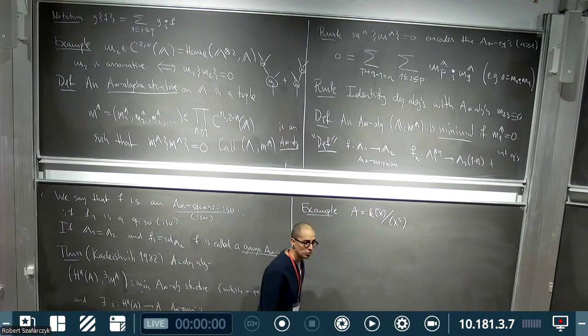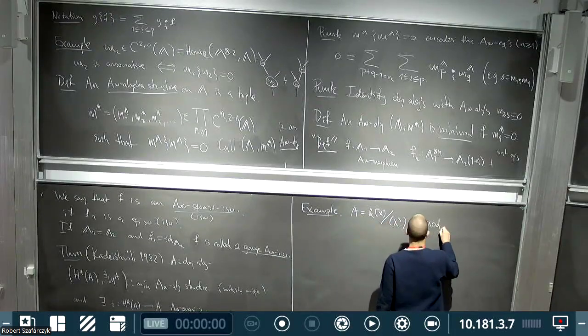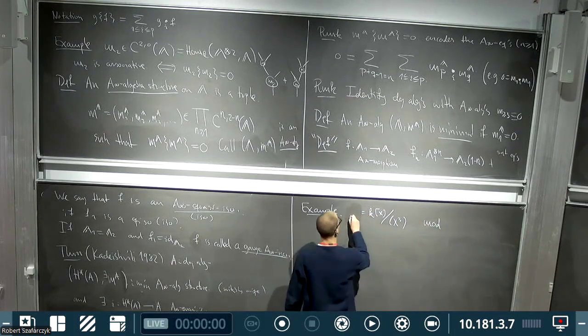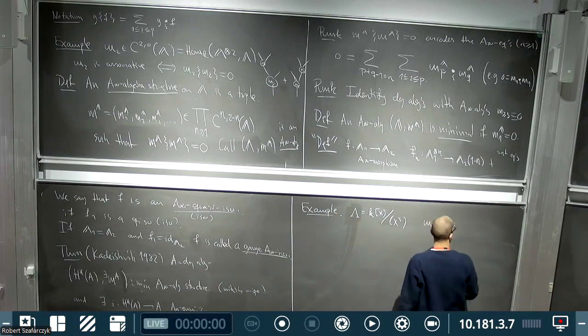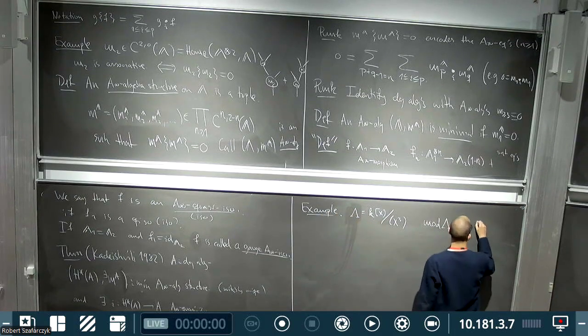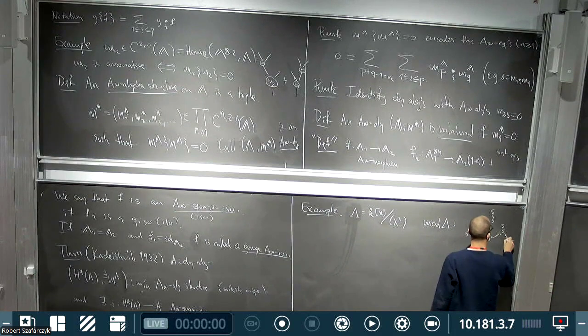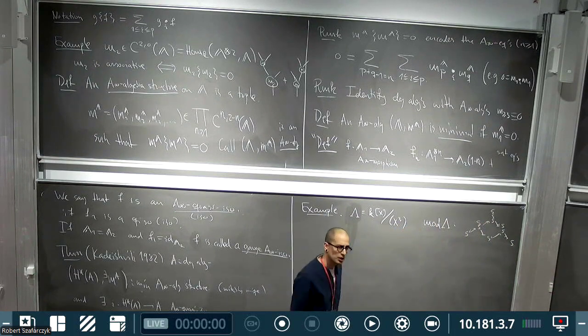Consider this finite dimensional algebra. Its module category has, I will write, 3 indecomposable objects. This is the Auslander-Reiten quiver of this module category.